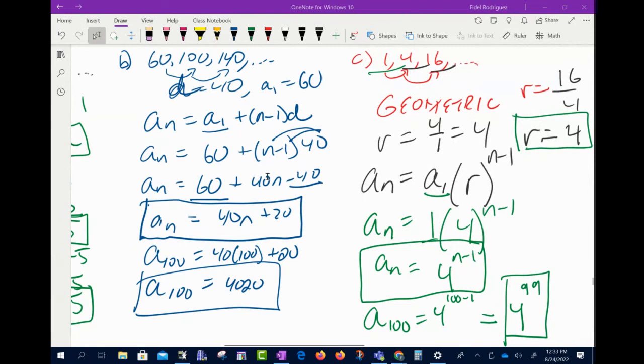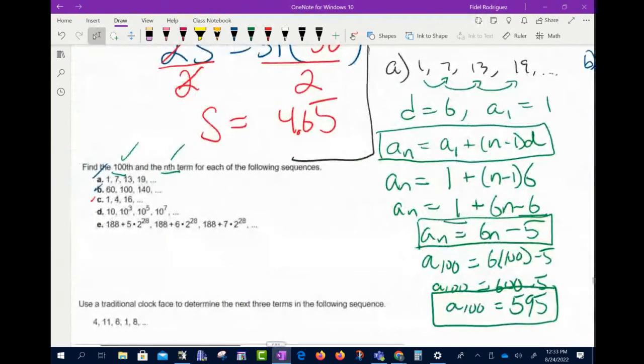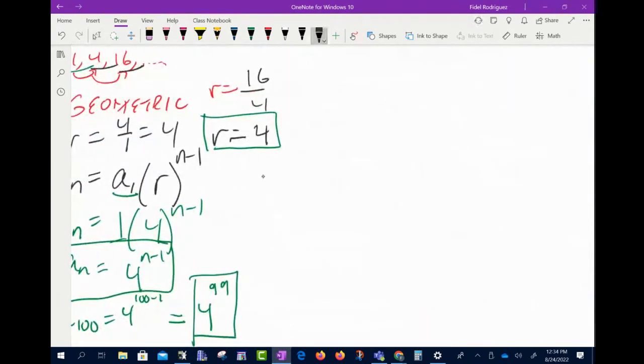All right, so there's part C. So let's see what else we got over here. I know there's two more parts, part D and part E. Okay, part D. So we have 10, 10 to the third, 10 to the fifth, 10 to the seventh, okay? So let's do part D. D is in dog. 10, 10 to the third, 10 to the fifth, 10 to the seventh.